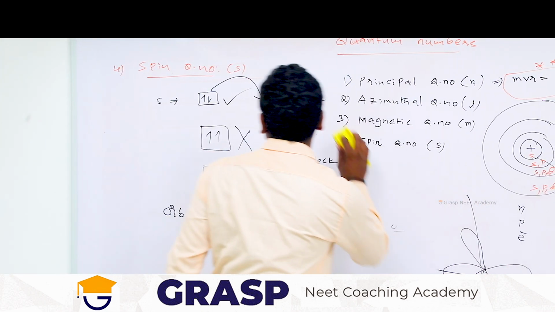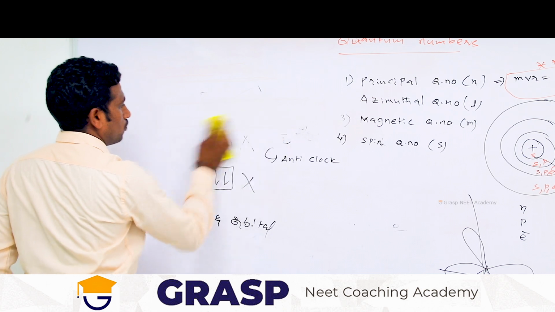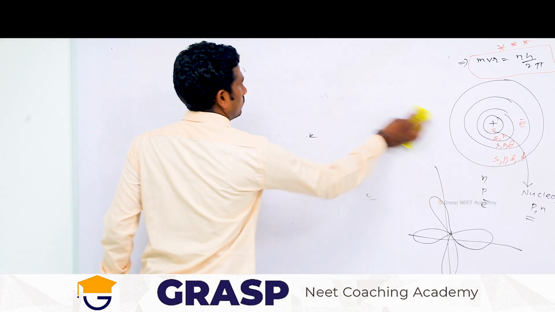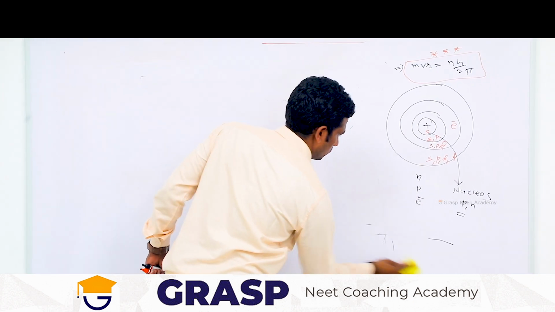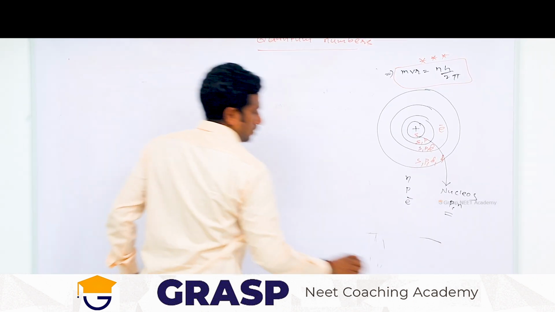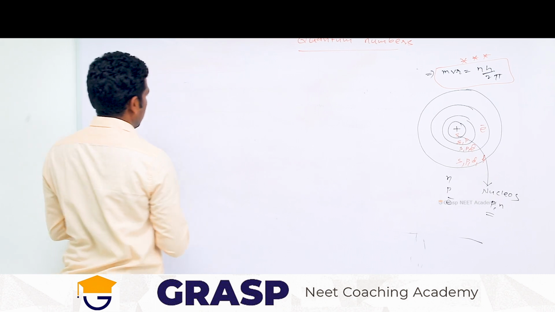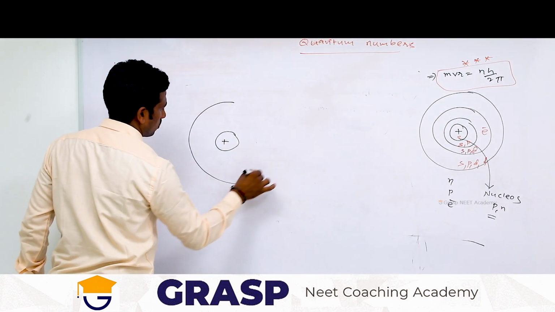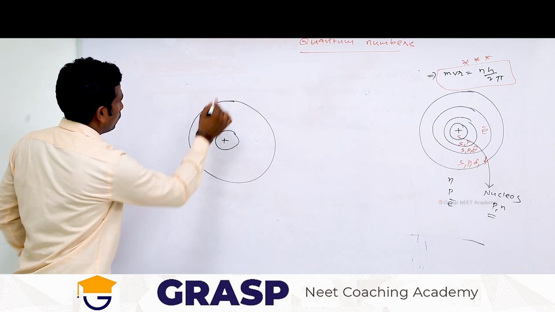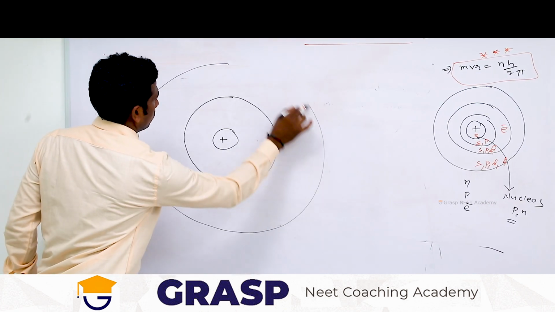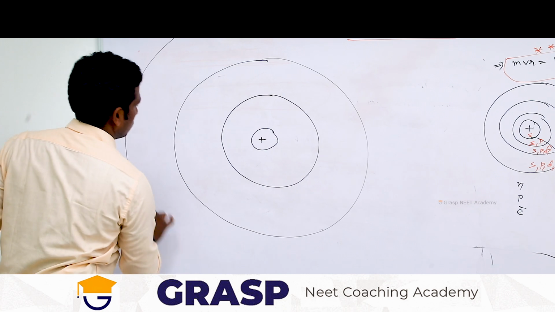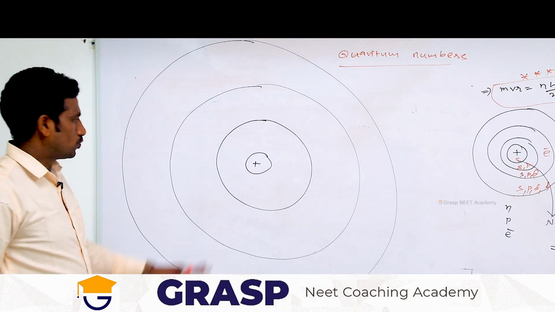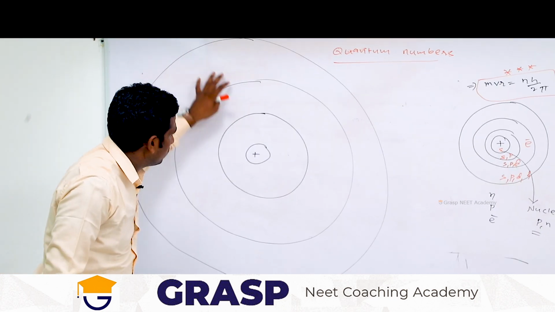So finally I will draw a graph about these 4 quantum numbers. Yes, this is your atom. The circles you are drawing are called main shells. Up to here, Bohr gave these big levels. That is what the principal quantum number gives.